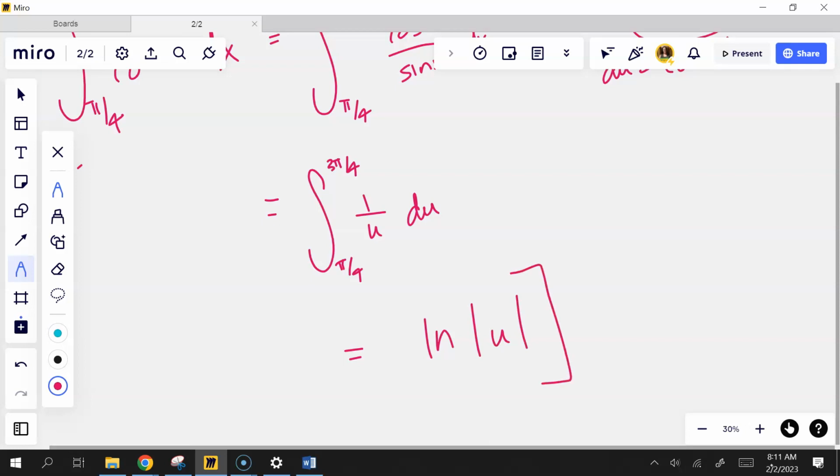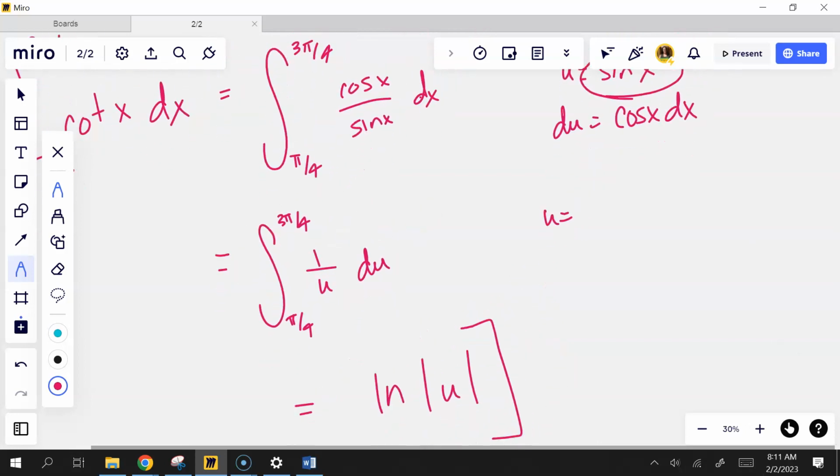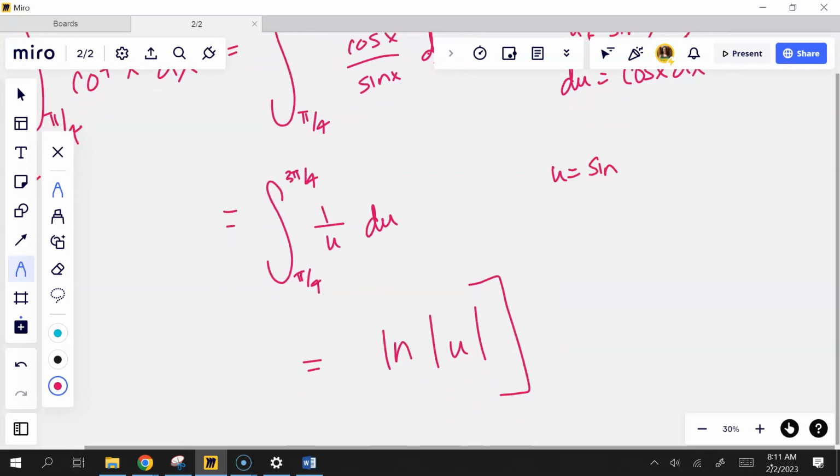Determining the bounds, if I leave it as u, I'm going to have to adjust the bounds because u equals sine x, right? So if I leave it this way, I'm going to have to do sine of 3 pi over 4, which is, what's sine of 3 pi over 4? Square root 2 over 2. And then sine of pi over 4, same.